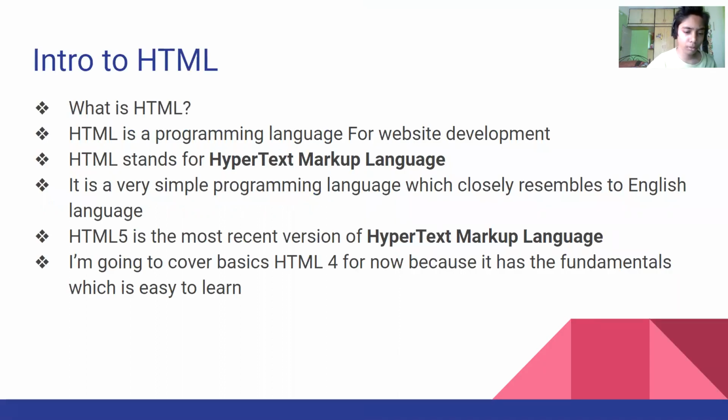What is HTML? HTML is a programming language for website development. If you like to make interactive, dynamic, whatever type of websites you want, use HTML, because you could make them with other things, but HTML is made for website development. HTML stands for HyperText Markup Language. You should remember that, because if you get asked what HTML is, you should know these two. HTML is pretty simple. It's basically English, but with some variations.